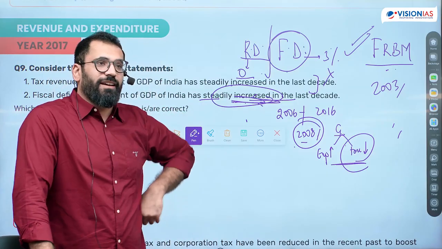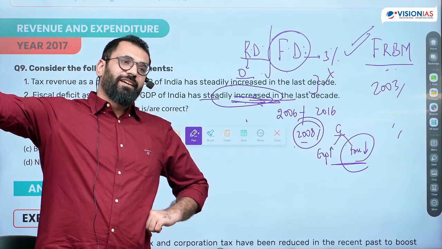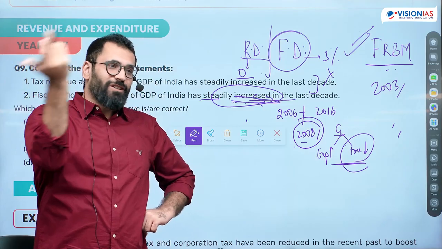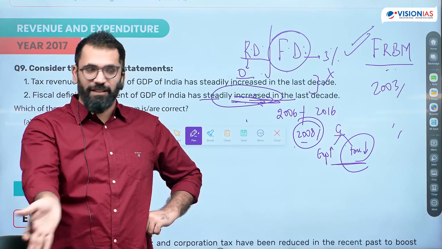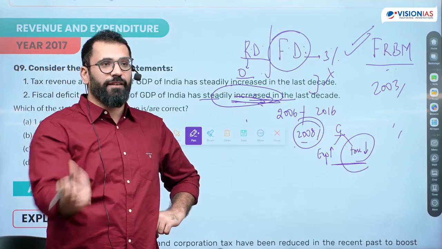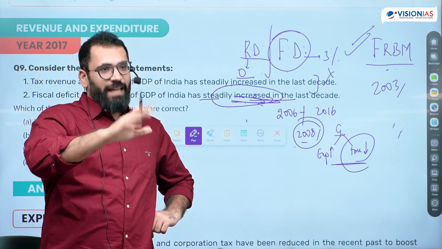Steadily increased means 6, 7, 8, 9, 10. If it goes from 6 to 5, it is not a steady increase. In the last 5 years, has it increased steadily? Even after the pandemic, this year the government said we have controlled it significantly. We are coming below 6%. So it was 9 during the pandemic and now it's 6. Can it be correct?